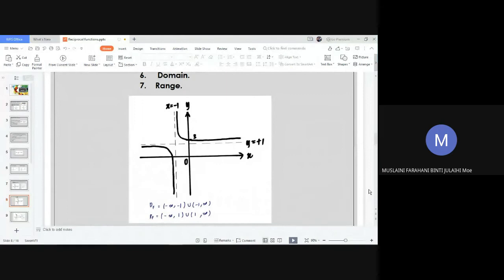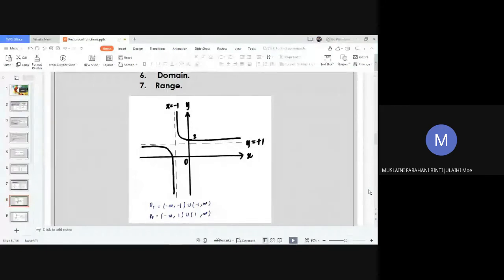Okay, the domain. So our domain, there are 2 curves. So for the first curve on the right, it should go up negative... curve is from -1 to infinity, and it is also in open bracket. So just put union in the middle.